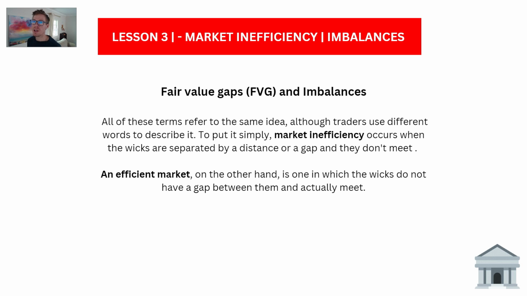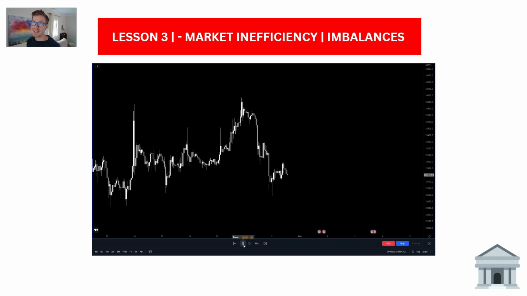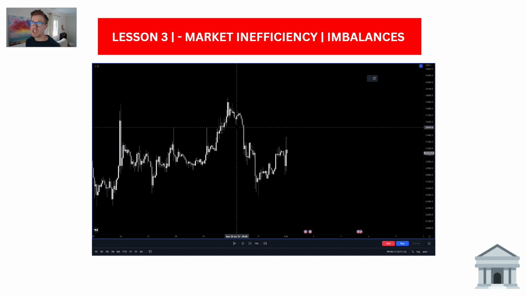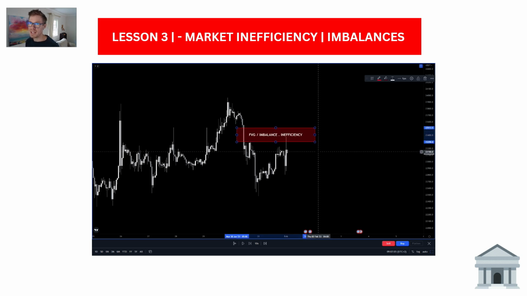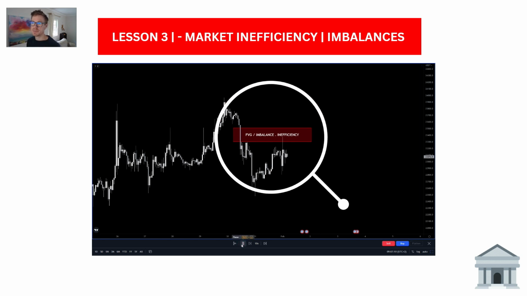Lesson number 3, market inefficiency or imbalances. They're also known as fair value gaps. All of these terms, however, refer to the same idea. To put it simply, market inefficiency occurs when a large order is placed in the markets and it creates this gap between the wicks, almost like an empty space where the market maker was not able to fill all of their orders. So we call this an inefficient market. Price usually likes to come back to this place to fill in these orders and close the gap to make it an efficient market. Here's an example.